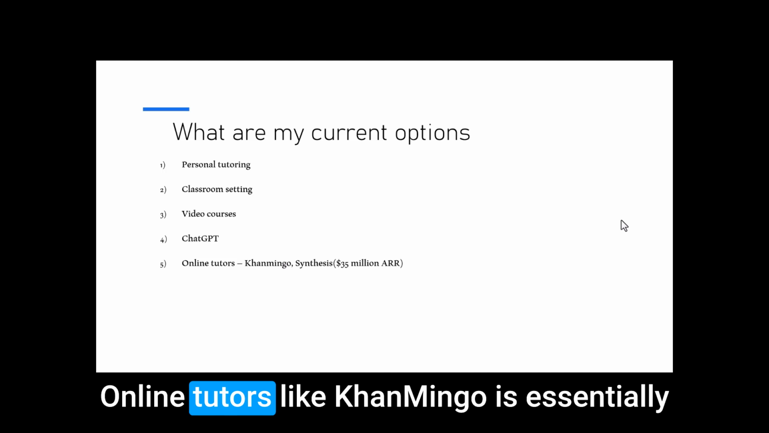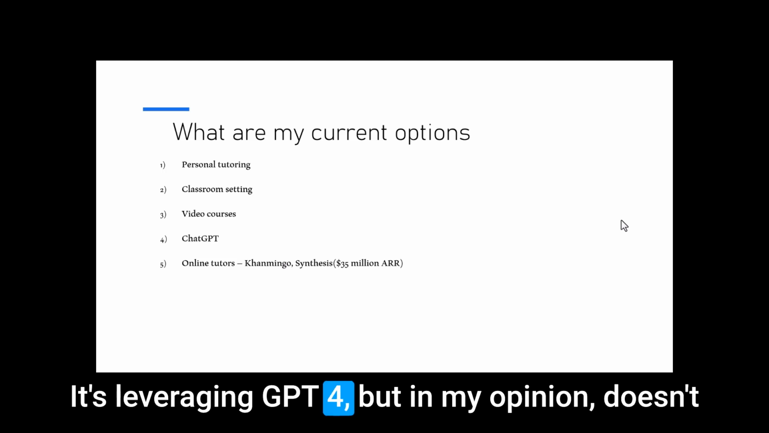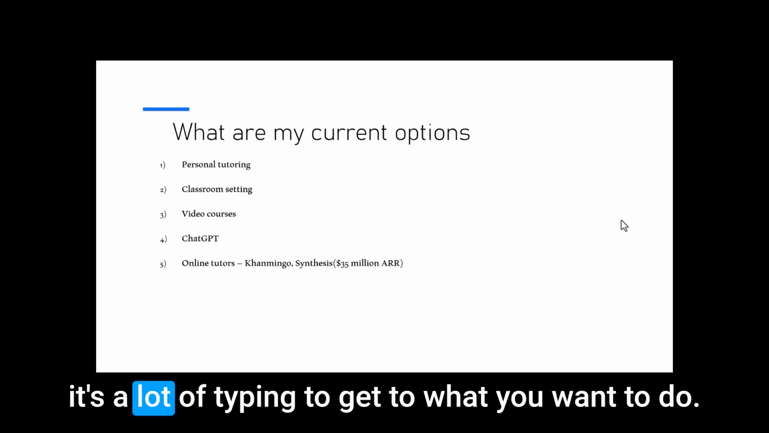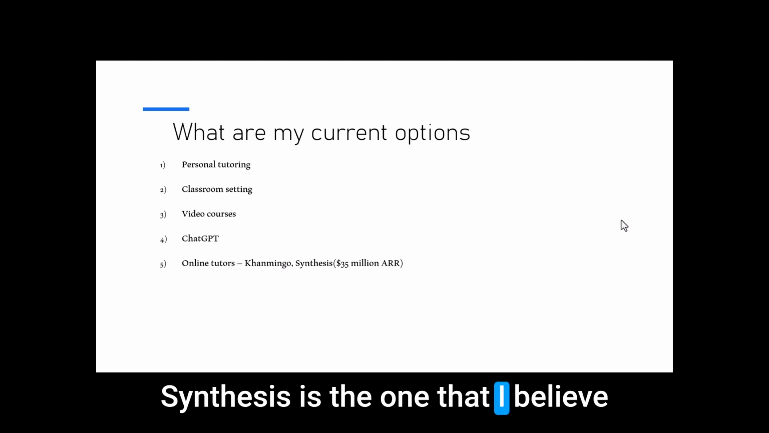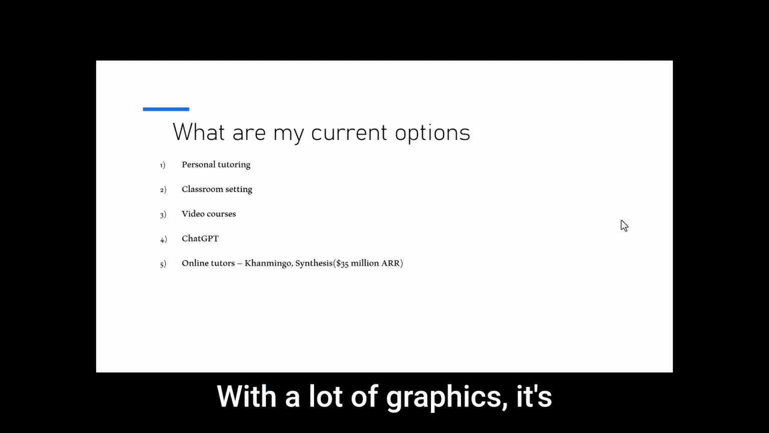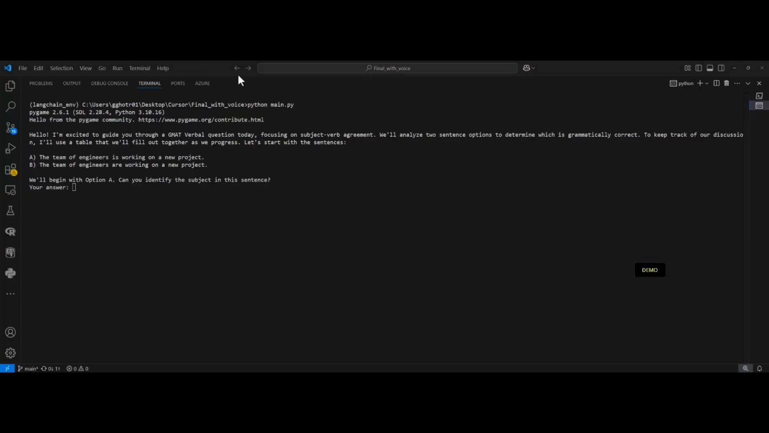Online tutors like Khanmigo. This is essentially where the industry is moving to. Khanmigo has a tie with OpenAI. It's leveraging GPT-4, but in my opinion, doesn't do a good job because it's more text-oriented and it's a lot of typing to get to what you want to do. Synthesis is the one that I believe is going in the right direction. It's highly engagement-driven with a lot of graphics. Its present ARR is about 35 million.